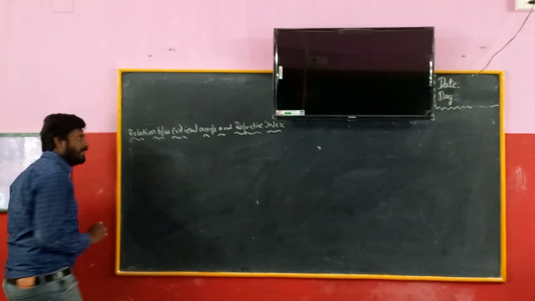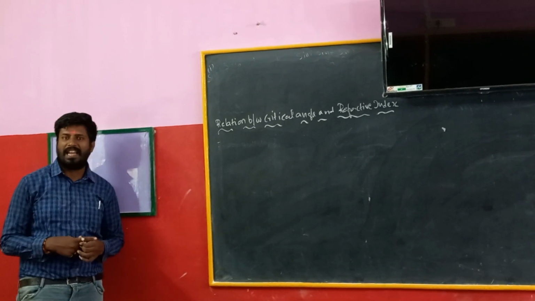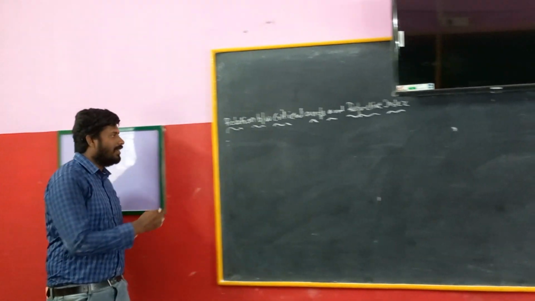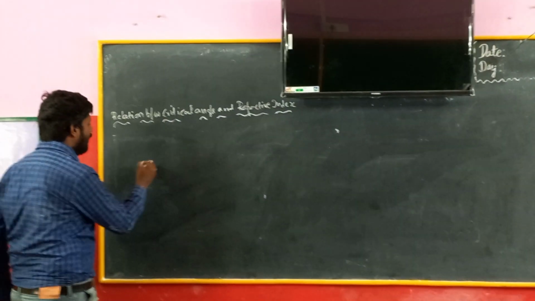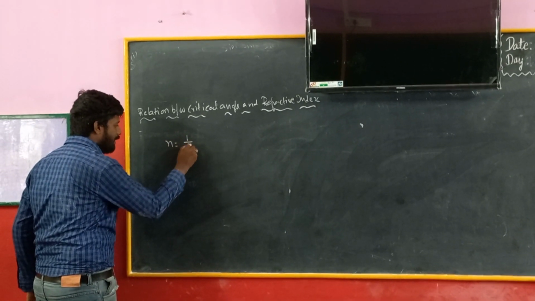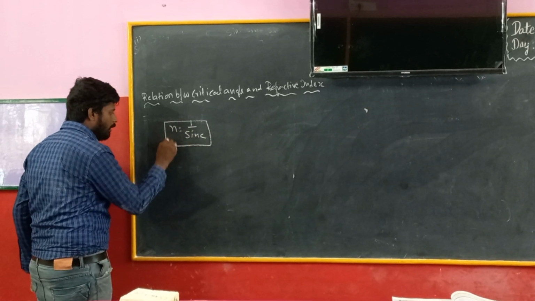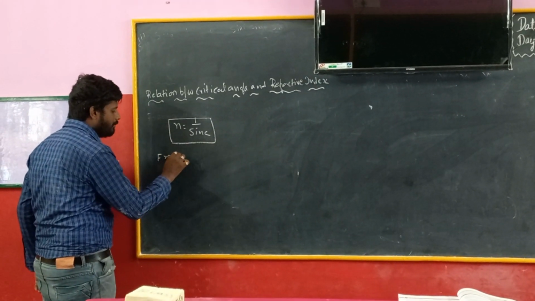Good morning everybody. In this class, we are going to study the relationship between critical angle and refractive index. The relationship between critical angle and refractive index is n equals 1 by sin c. In this class, we are going to prove this from Snell's law.